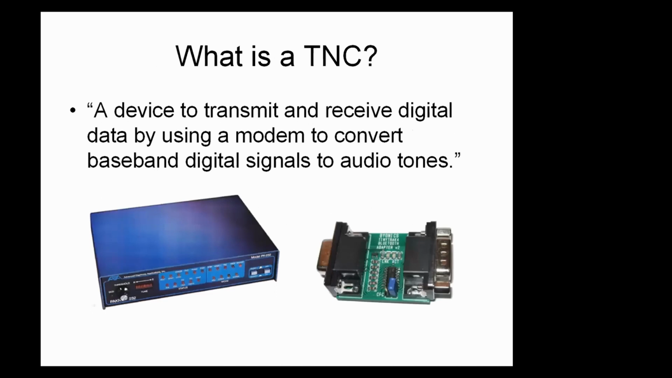So we'll start out with what's a TNC. It really is, in its simplest form, just a device that lays in between the radio and a terminal, and it does all the job of converting the digital data to audio tones so that it can be sent over the air, and going the opposite direction, converting audio tones back to digital data for a terminal to use.